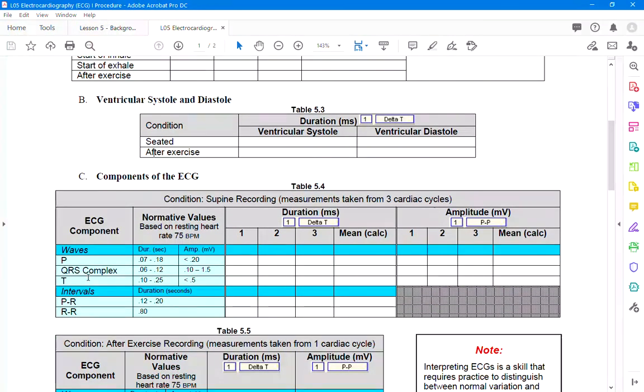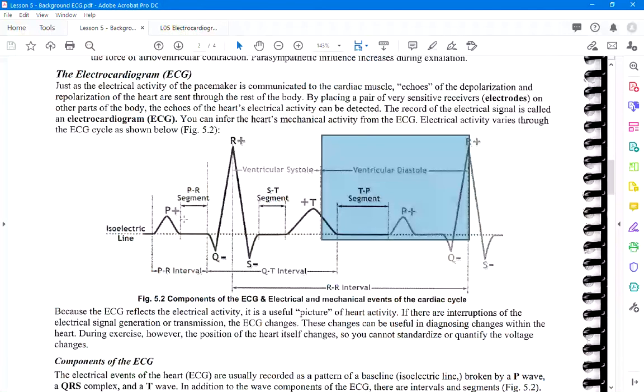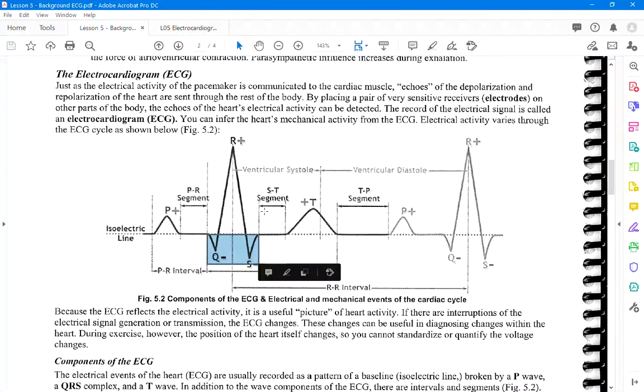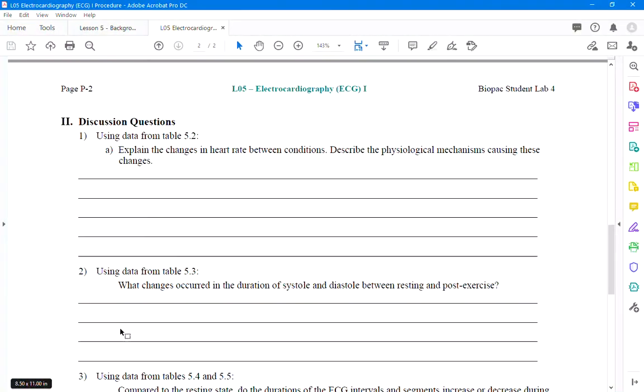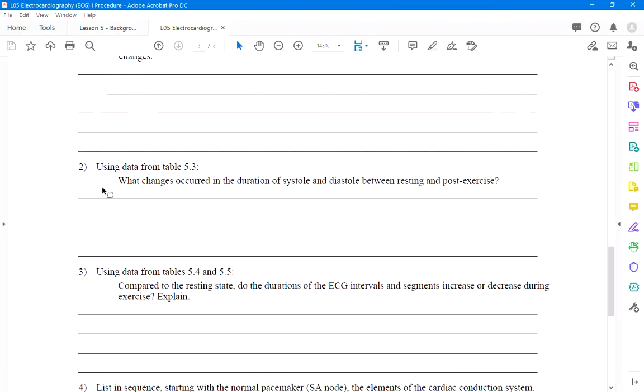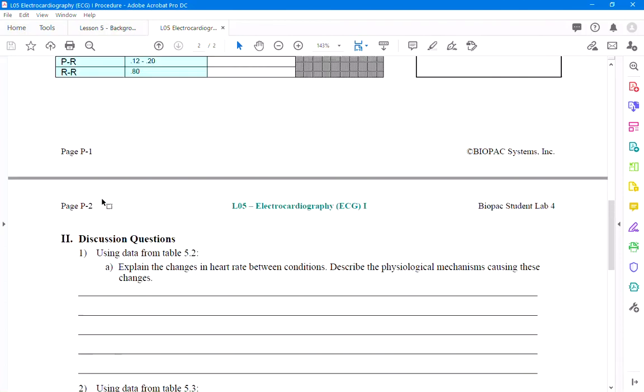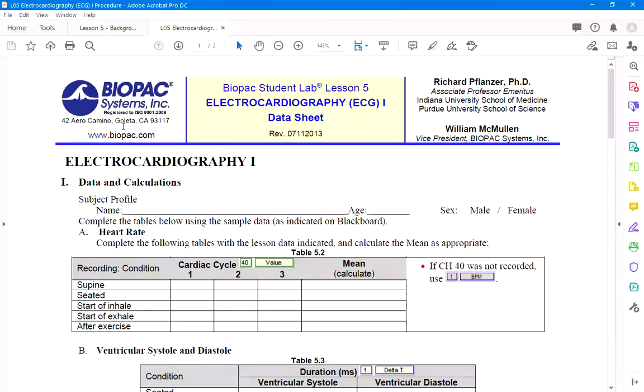Your ECG components, again, looking at the P, the QRST complex. That's also going to be in the procedure data analysis document, but also in this document here, telling you where your P wave is, your PR segment, your QRS complex from here to here. So this gives you an indication of how those values would be recorded. So this should be everything that you need to complete your data analysis and data recording on the tables, and then you have a series of discussion questions which you'll answer on the back side of this data sheet. Good luck, everybody.